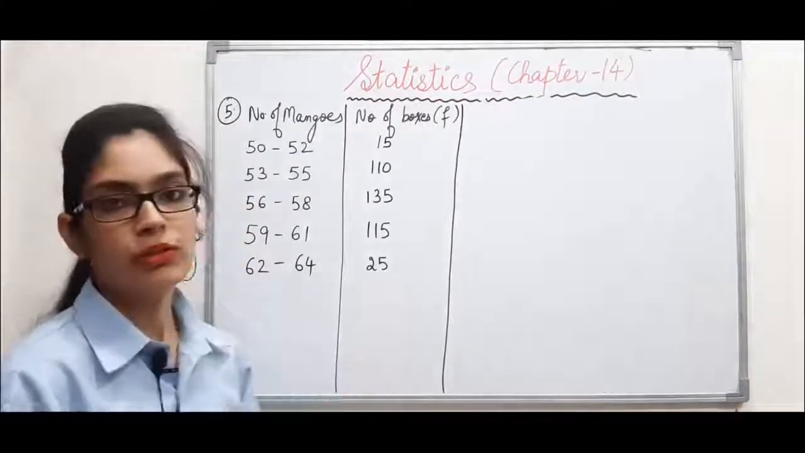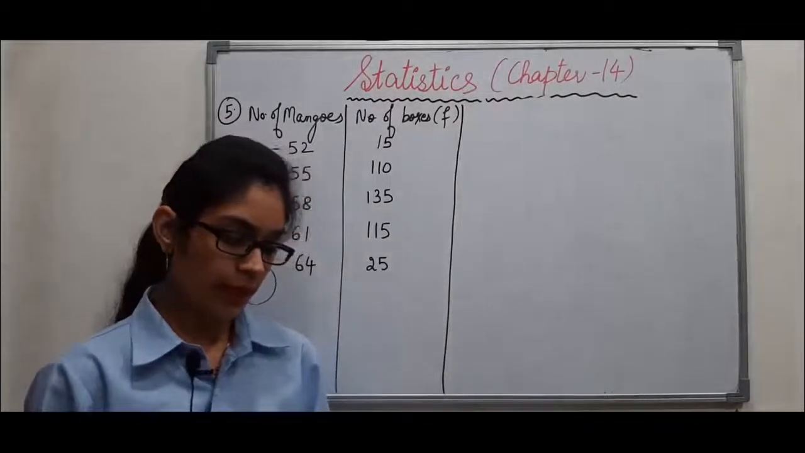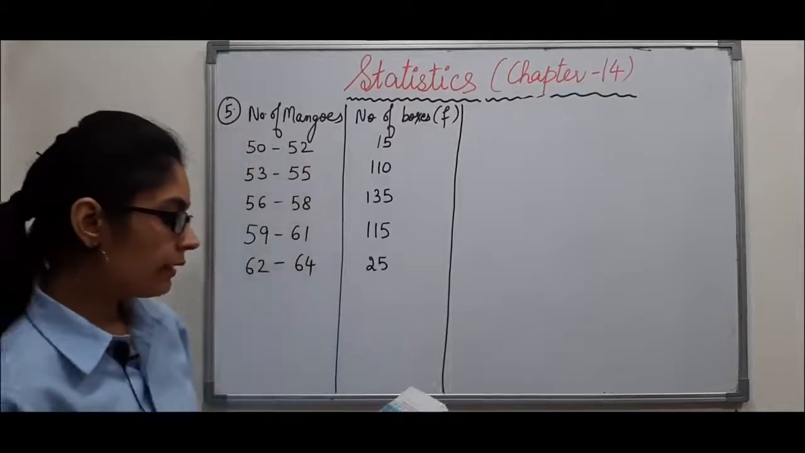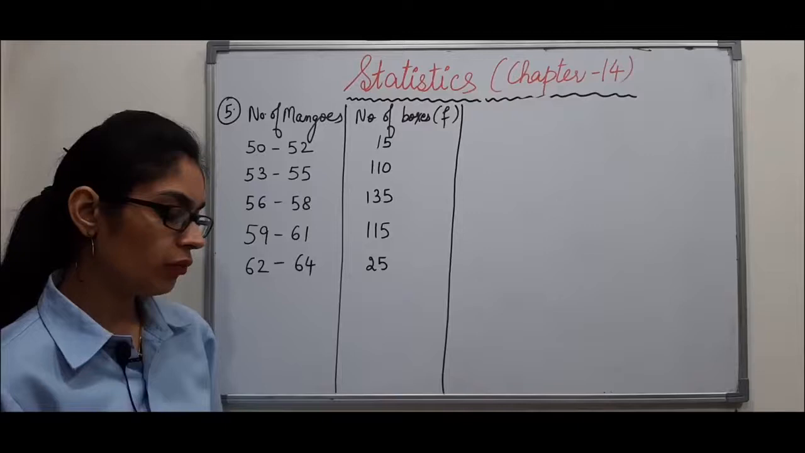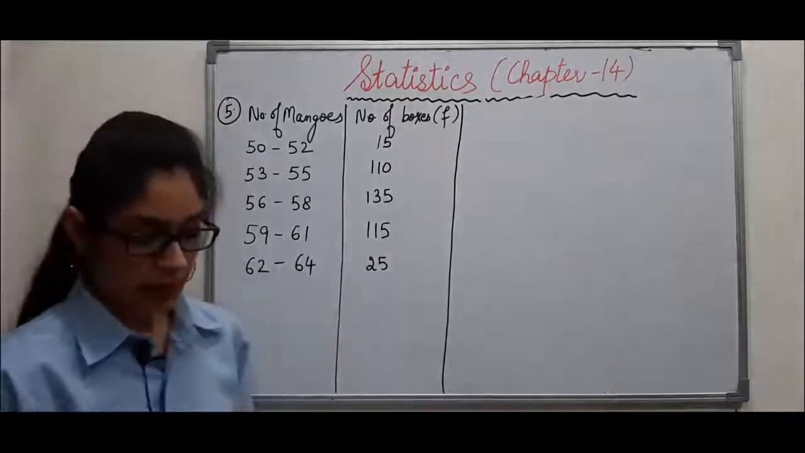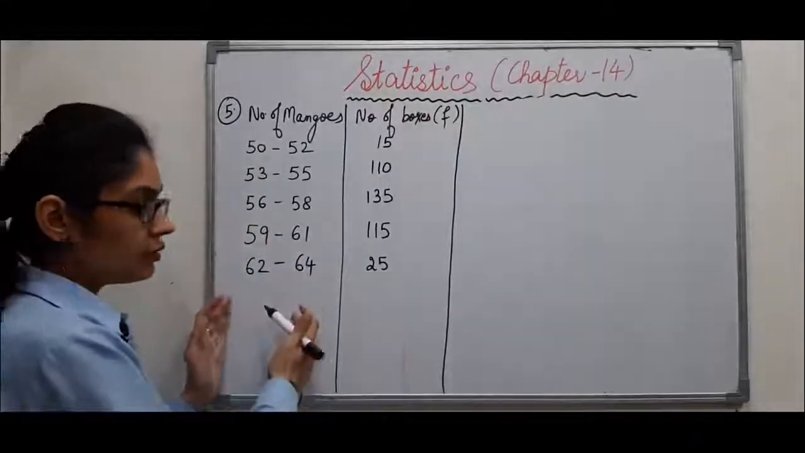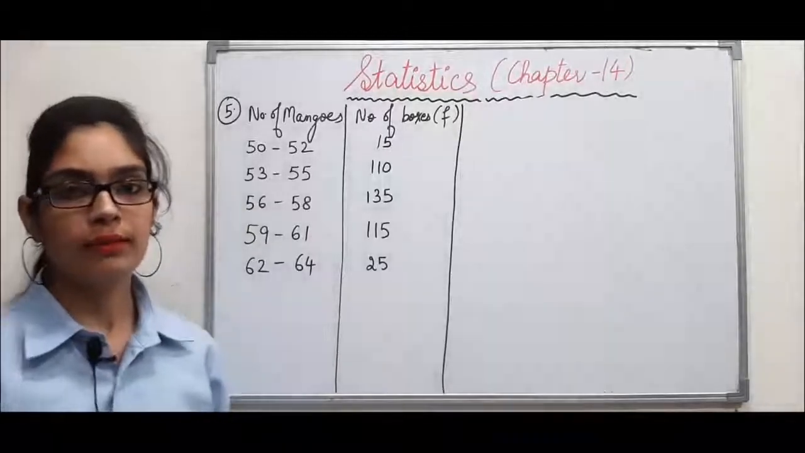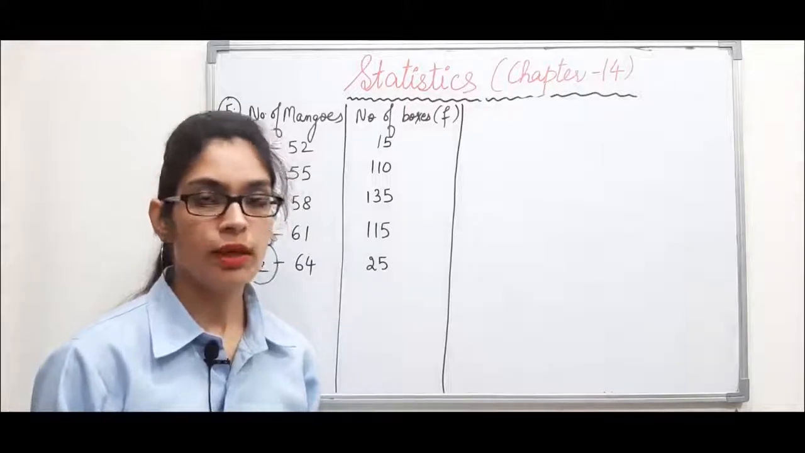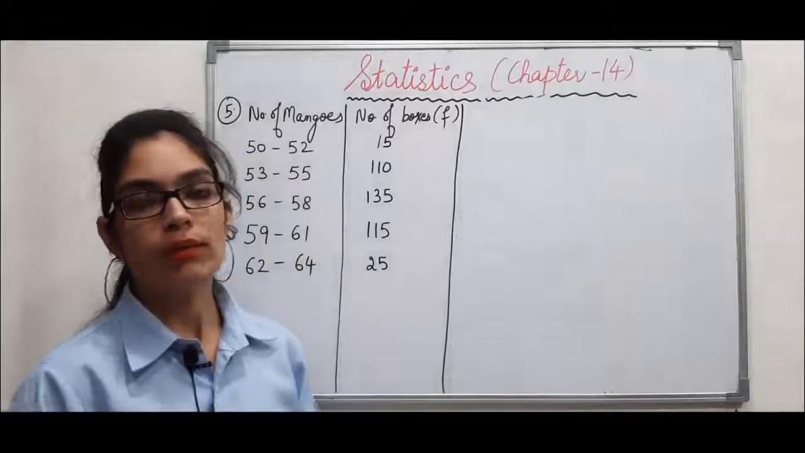So this is the 5th question of your textbook, and it is saying that in a retail market, fruit vendors were selling mangoes kept in packing boxes, and these boxes contained varying numbers of mangoes. So this distribution is given to you, you can see, and I will do this question by all the 3 methods. I will show you by direct method, by assumed mean method, and by step deviation method. So this one question I will explain in all the 3 ways.